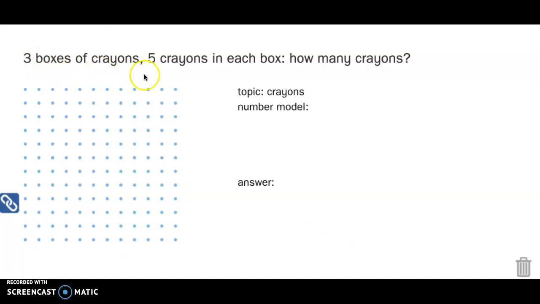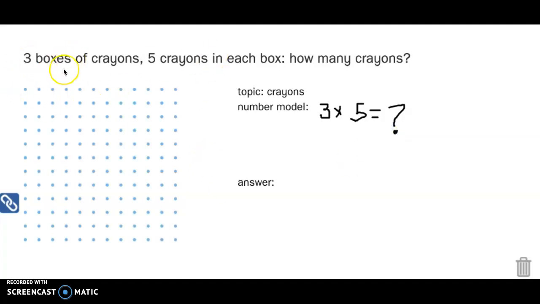So let's see. 3 boxes of crayons. So I know our topic is crayons. So I have 3 boxes, so 3 groups times, well, how many are in each? 5 in each box, so 3 times 5, what does that equal? Well, we don't know yet, so we put a question mark. You should be filling this into your math journal.